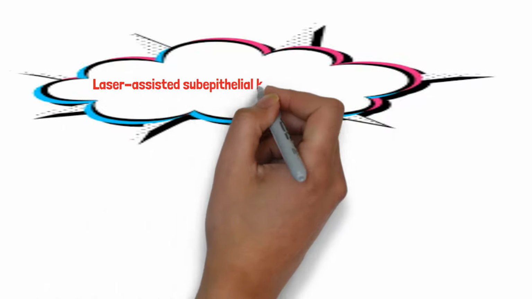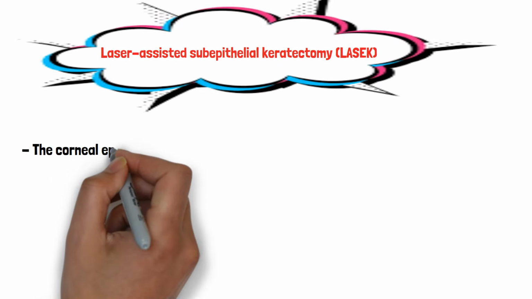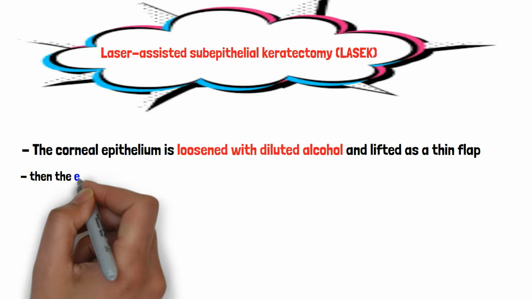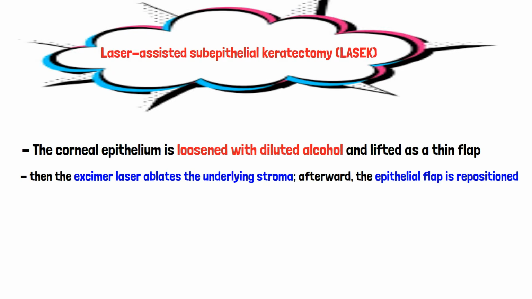LASEK, or laser-assisted subepithelial keratectomy, combines aspects of PRK and LASIK. Here, diluted alcohol is applied to loosen the corneal epithelium, which is lifted as a thin flap. The excimer laser then ablates the stroma beneath it, and the epithelial flap is repositioned afterward, offering faster recovery and less discomfort than traditional PRK.